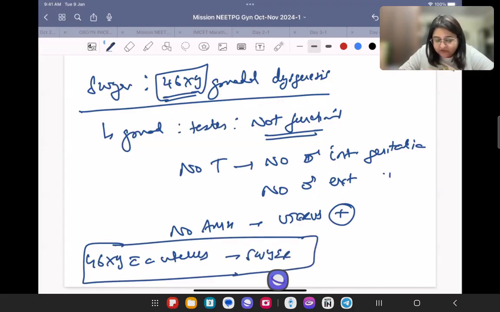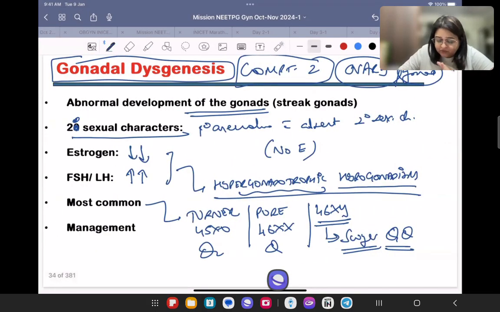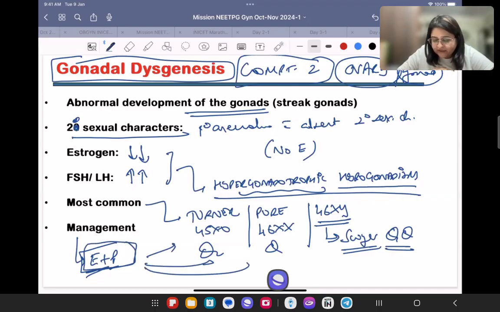Okay, and what is important about all these gonadal dysgenesis, whether it is Turner's, whether it is pure, whether it is Swyer, what are you going to do for them? How will you manage them? You need to give them estrogen, okay? And if they have a uterus, they will all have a uterus, you give them progesterone also. So estrogen and progesterone are going to develop the secondary sexual characters, and they're going to develop the uterus, and she's going to get her period if you're giving her estrogen plus progesterone both. Okay, so the management is estrogen plus progesterone in all types of them.